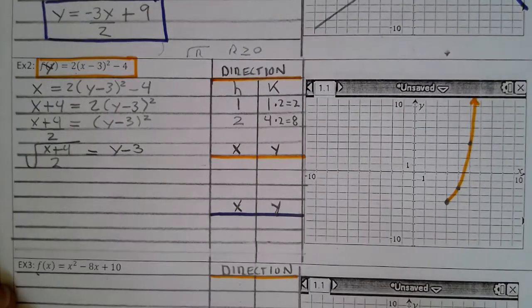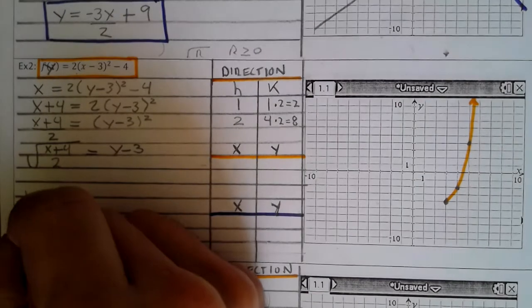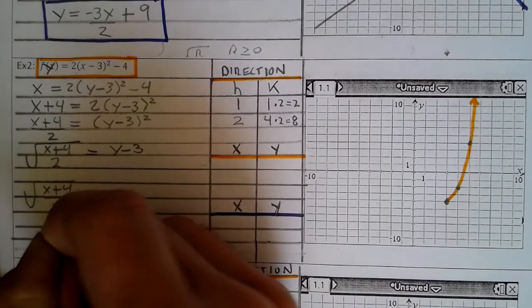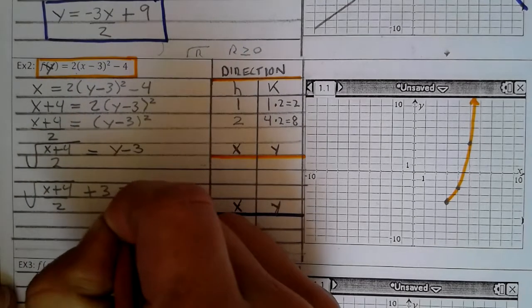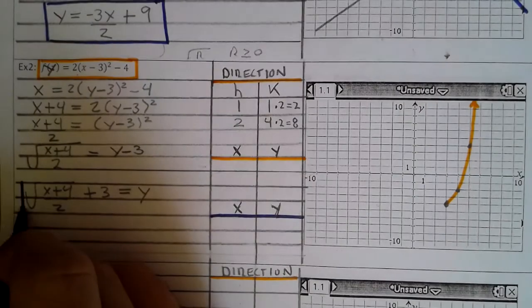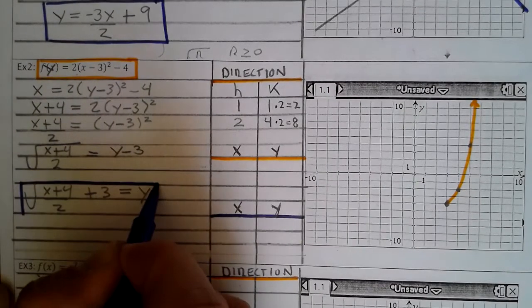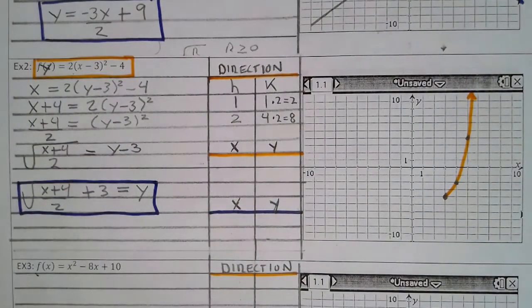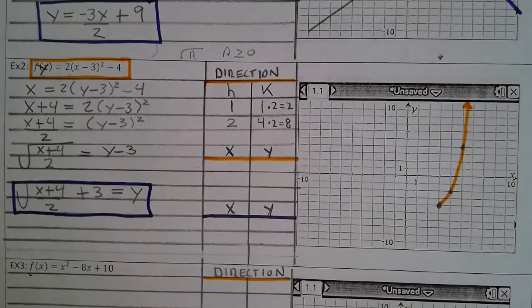Okay. Then we add 3 to both sides. So there's your inverse. All right.